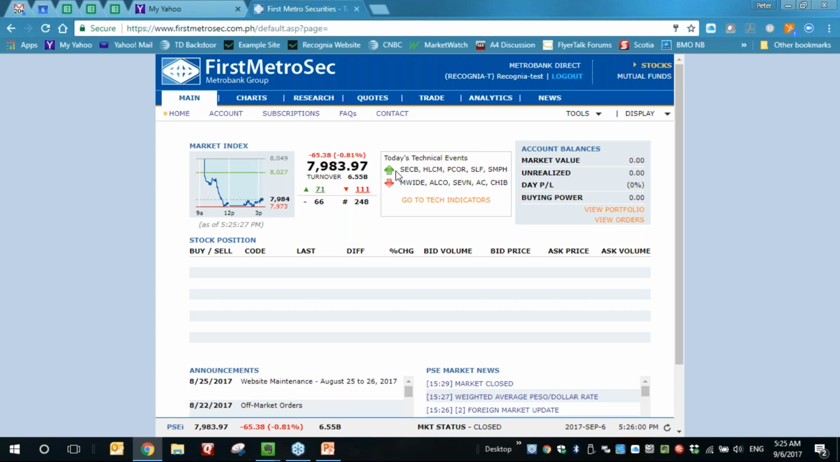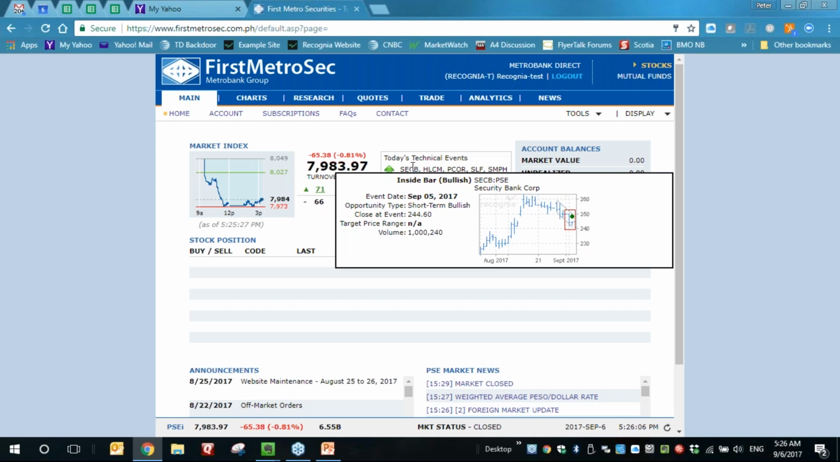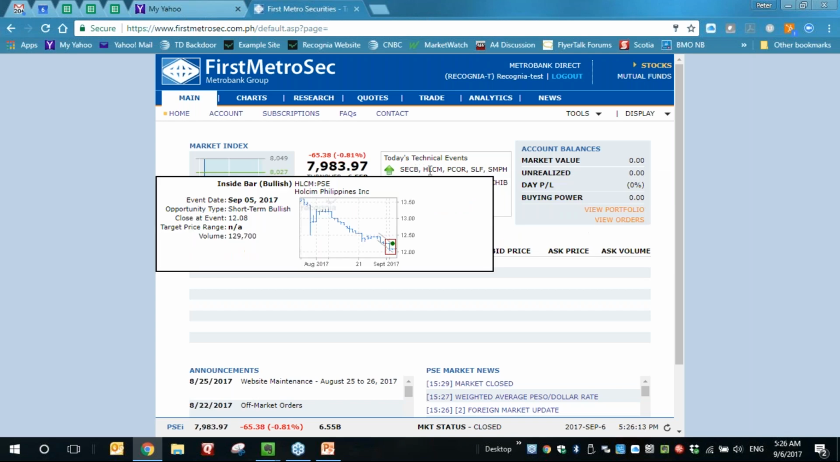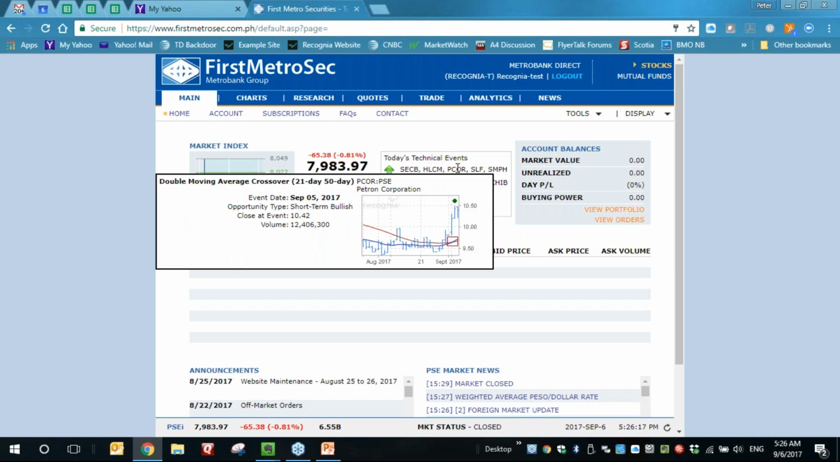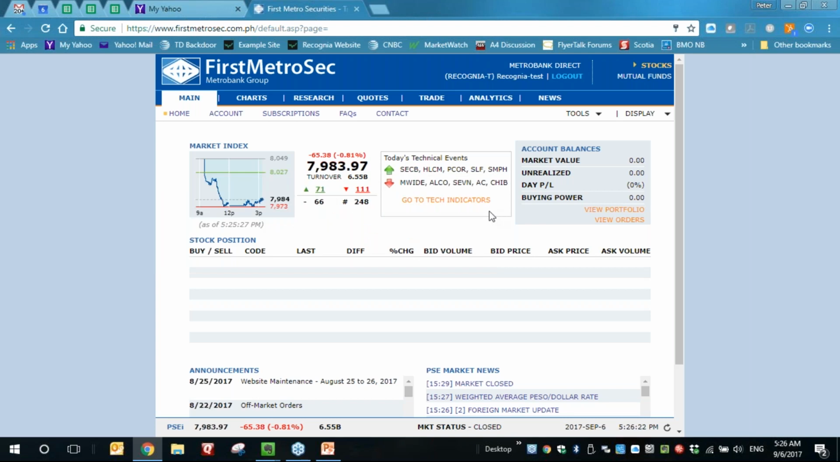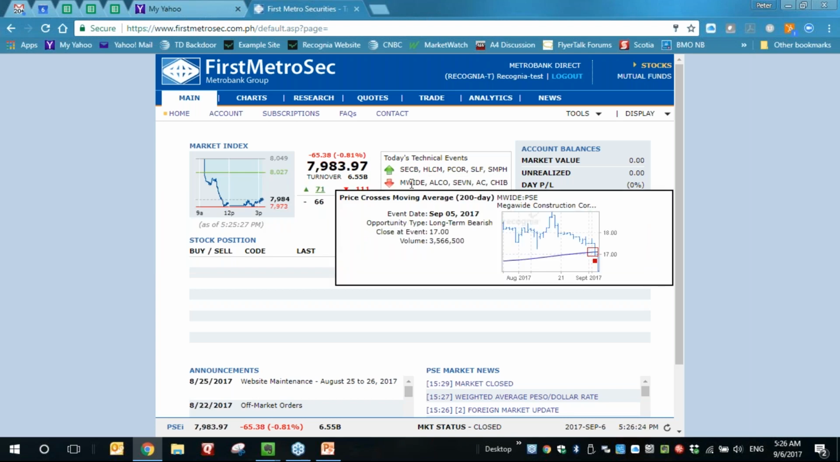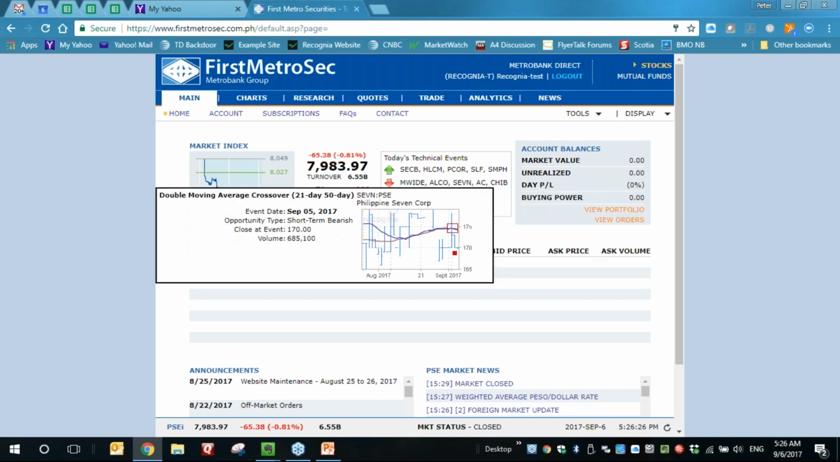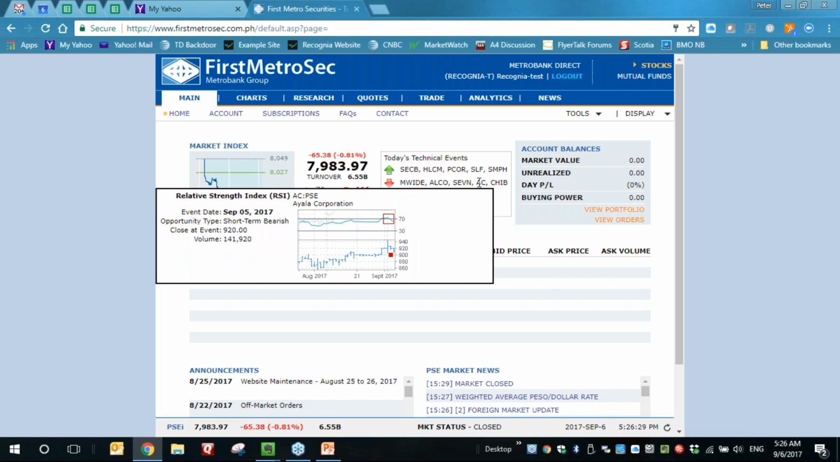For example, against the green arrow, these are stocks that have had interesting bullish technical events. For example, we had an inside bar, a bullish short-term pattern, against Security Bancorp. Another inside bar against Holcim Philippines. A double moving average crossover against Petron Corporation, and so on. In every market there are some people who are bullish and some people who are bearish, so we'll also give you a number of bearish trade ideas as well. And I'll come back to these in a few minutes.